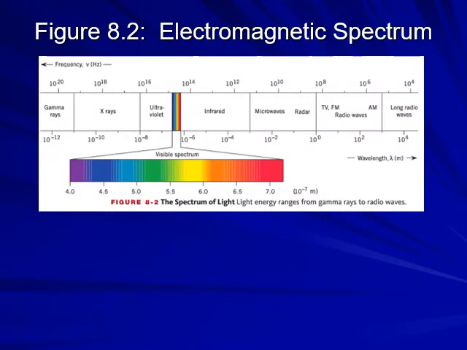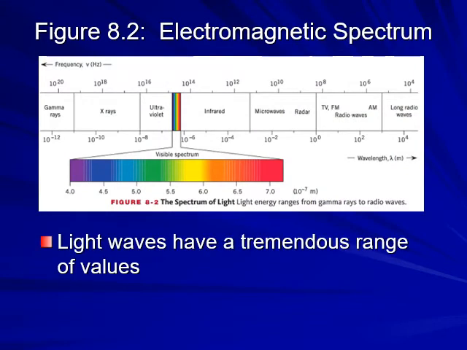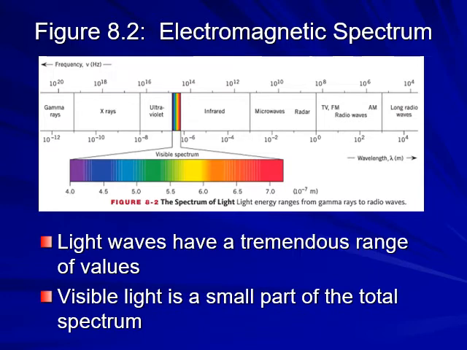Here's a picture of the electromagnetic spectrum, and it covers a tremendous range of values. Another thing to note about this chart is that the visible spectrum, the wavelengths of light that we can detect with our eyes, is actually very small. It's a small part of the total spectrum.